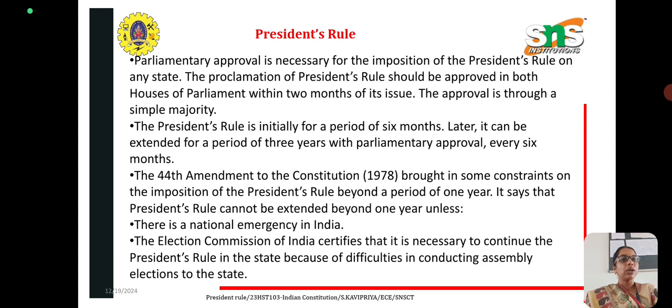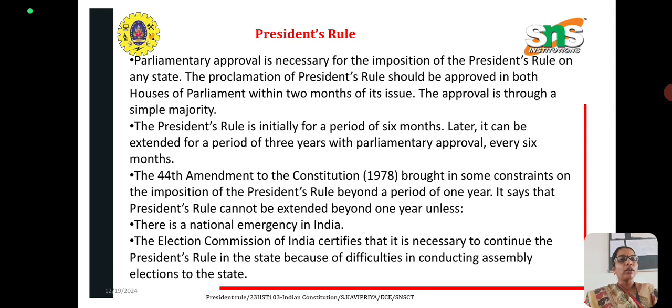In president rule, parliamentary approval is necessary for the imposition of the president rule on any state. The proclamation of president rule should be approved in both the houses of the parliament within 2 months of its issue. The approval is through a simple majority. The president rule is initially for a period of 6 months. Later, it can be extended for a period of 3 years with parliamentary approval every 6 months.